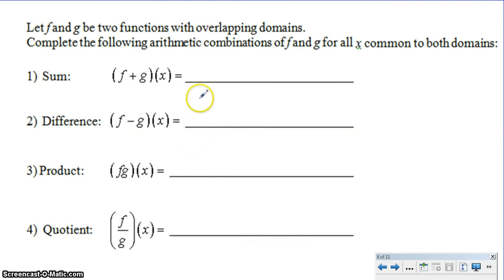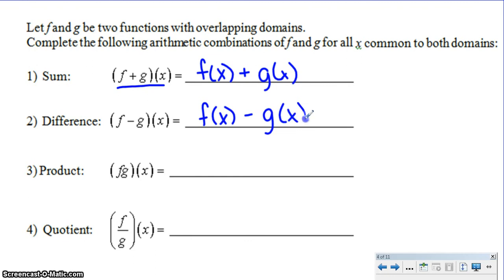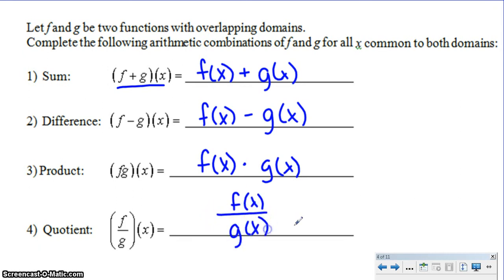If we take a look at the four basic operations, the sum, difference, product, and quotient may be written like so, where you have f plus g of x, or you may see it written as f of x plus g of x. Same goes for f of x minus g of x, f of x times g of x, and then also the quotient, which we just saw, f of x divided by g of x. So there are just other ways that it can be written.